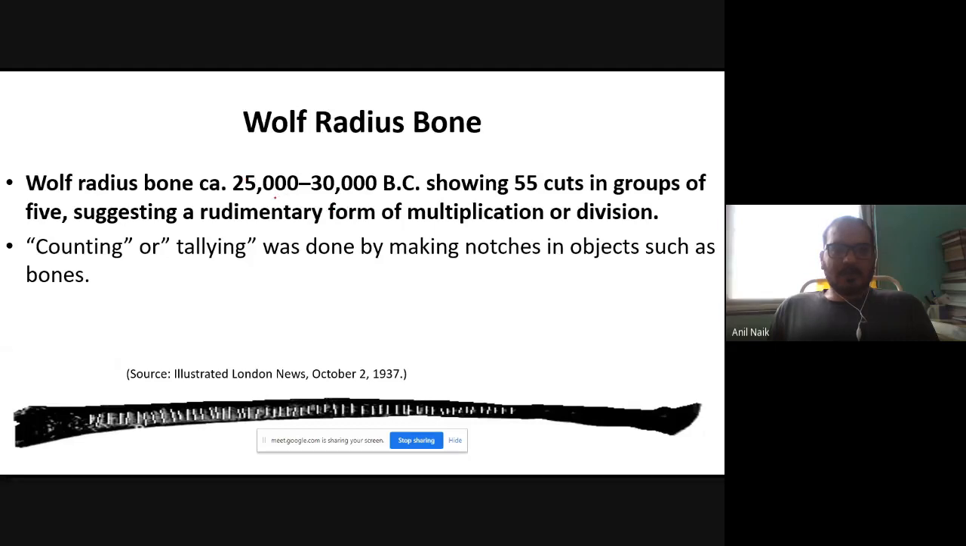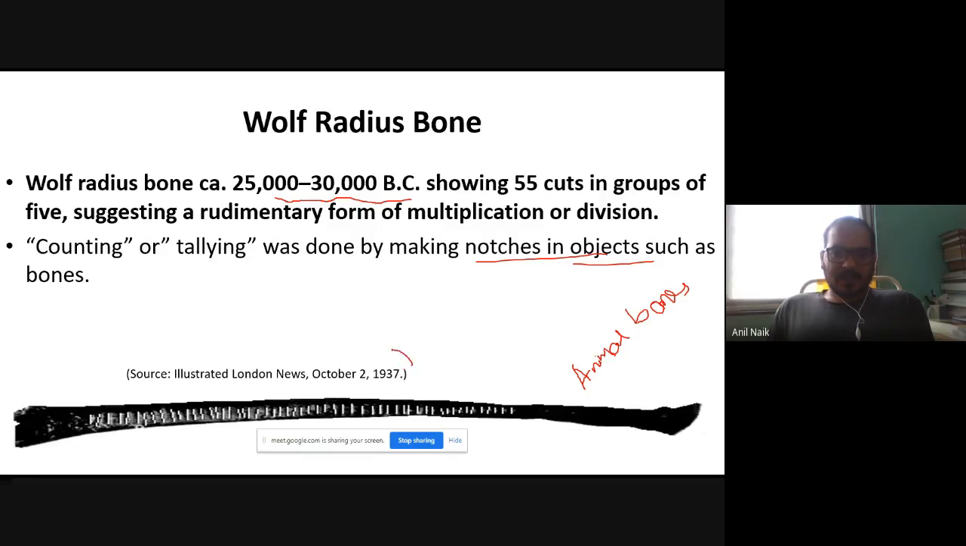So in 25,000 to 30,000 BC, means around 500, 600 years back, they used bones of animals to make notches in objects such as bones. So this is an animal bone. Animal bones are used to mark something, like this figure.